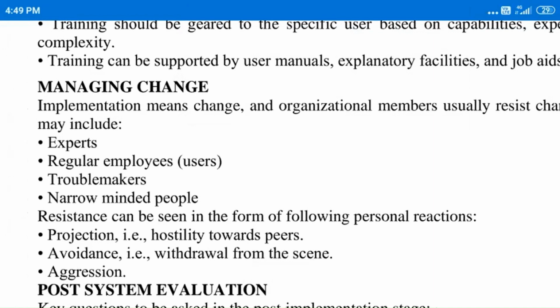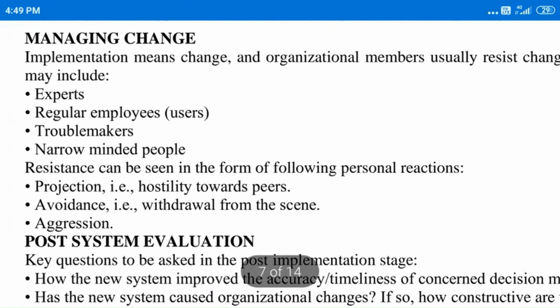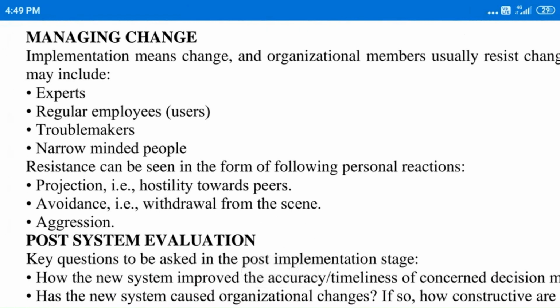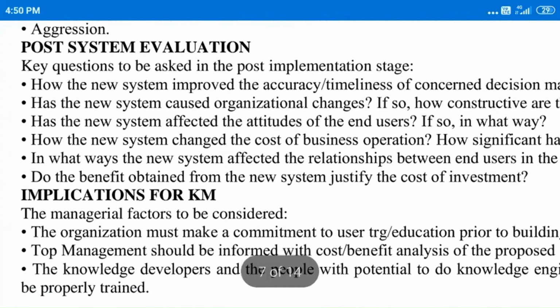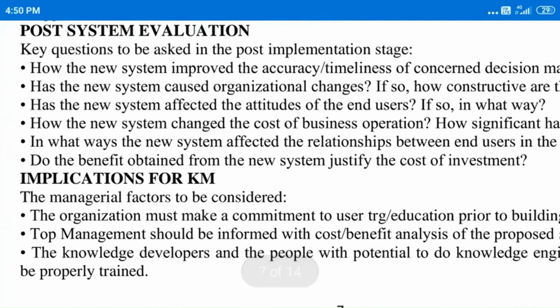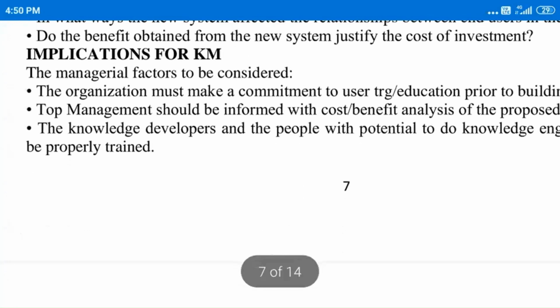Managing change. Whenever a new knowledge management system is developed, as we have studied in the previous unit also, there are a few members within the organization who tend to resist that change. Who are those resistors? How can they be identified? All these we have studied in the previous unit, so we are not going to repeat them here. Again, post system evaluation is also covered in the previous unit: whether it is cost effective or not, and whether it justifies the cost of the environment or not. This we have studied earlier.